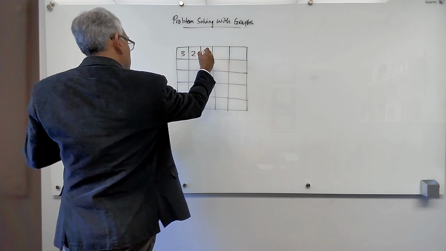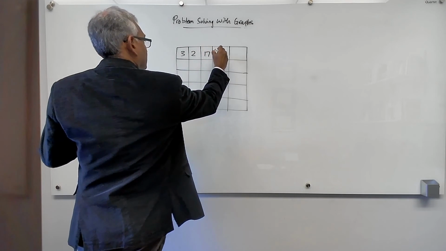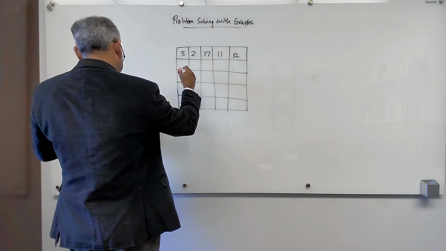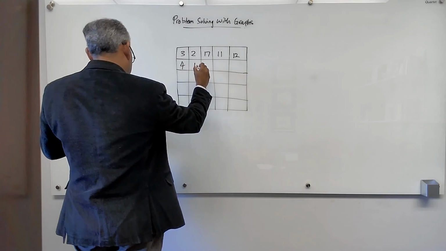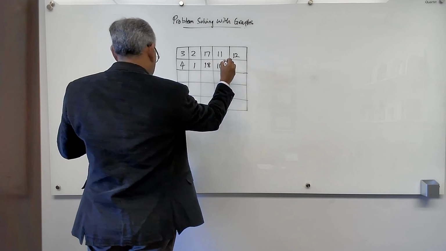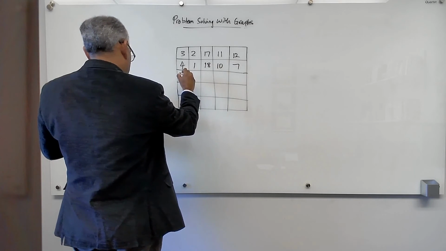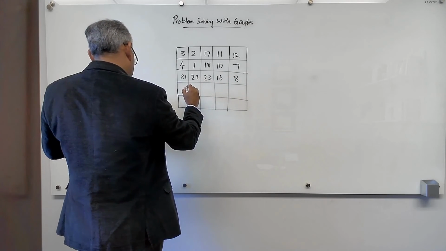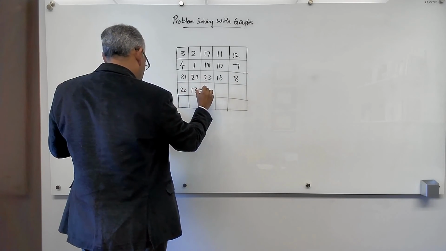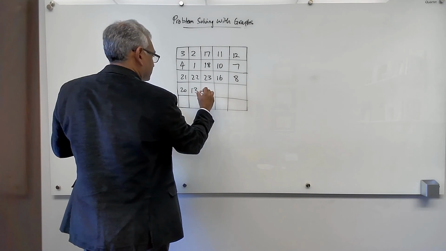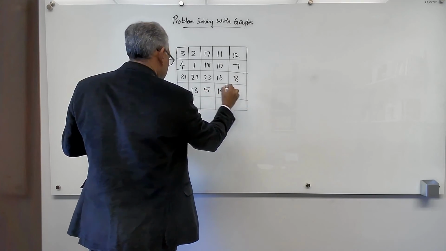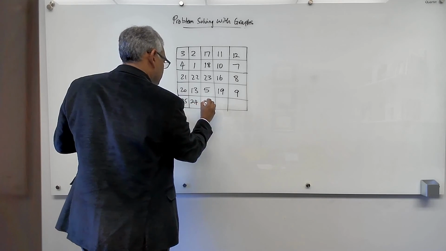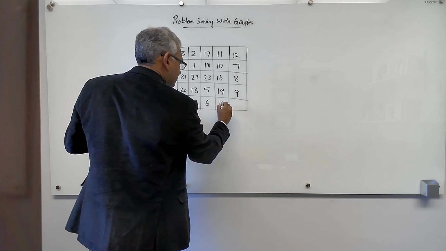3, 2, 17, 11, 12, 4, 1, 18, 10, 7, 21, 22, 23, 16, 8, 20, 13, 599, 25, 24, 6, 14, 15.